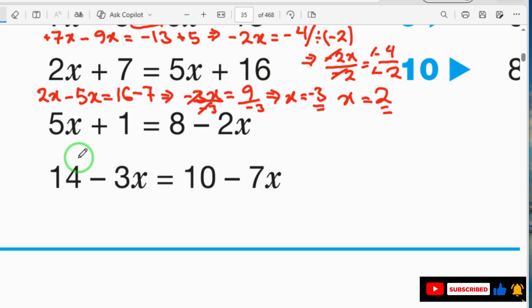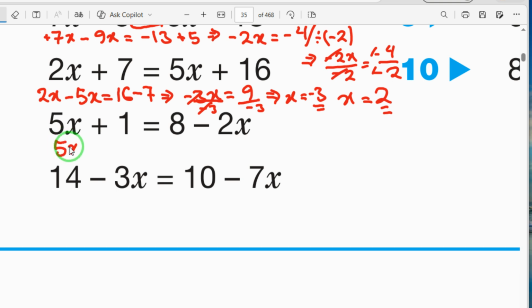Question number 7. We write 5x as itself. We bring this minus 2x to the left side, become positive plus 2x equal to 8. We bring this plus 1 to the right side, become negative minus 1. Then here we add this two terms, 5x plus 2x becomes 7x equal to 8 minus 1, 7.